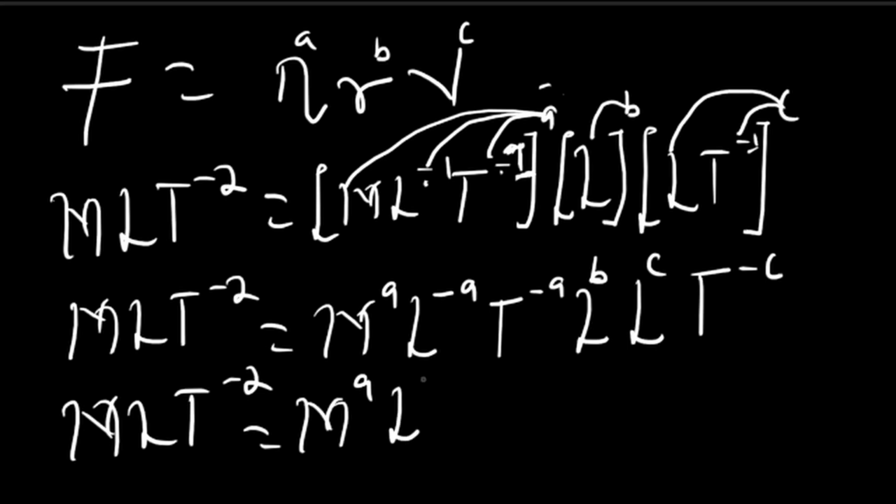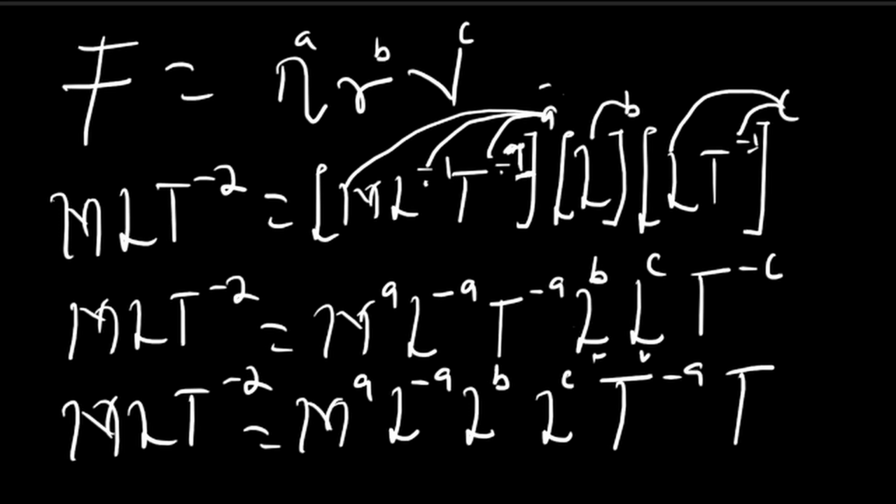We have L to the power of minus A. We also have another L, which is L to the power of B, and one more L to be L to the power of C. And now let's go ahead and work on the T's. We have the first T to be to the power of minus A, and then the second T is to the power of minus C.